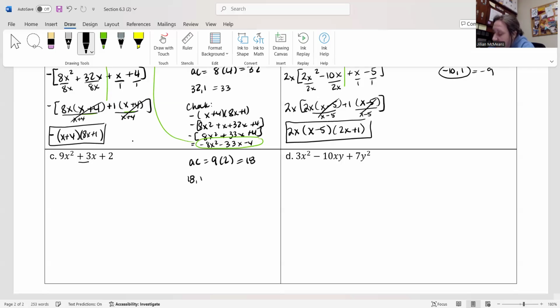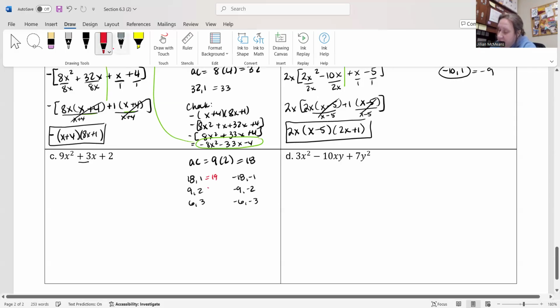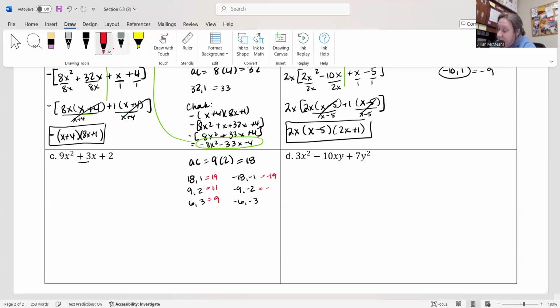So we have 18 and 1, or negative 18 and negative 1. We have 9 and 2, negative 9, negative 2. We have 6 and 3, negative 6, negative 3. And I think those are all the factor pairs. So let's see if any of these add up correctly. Well, we would get 19, 11, 9, negative 19, negative 11, negative 9.